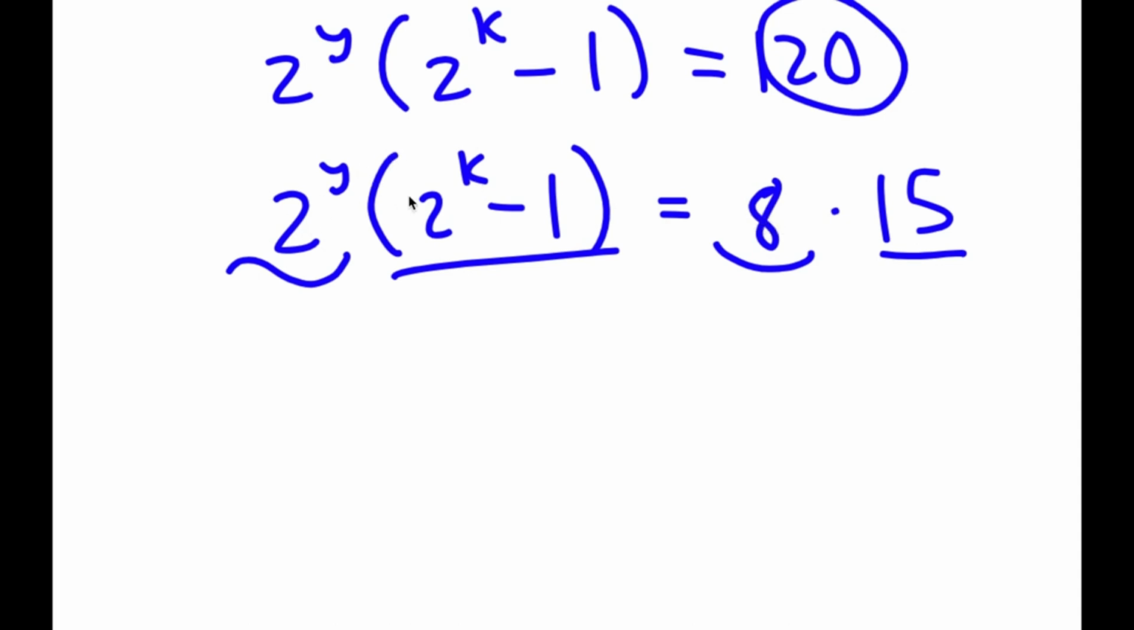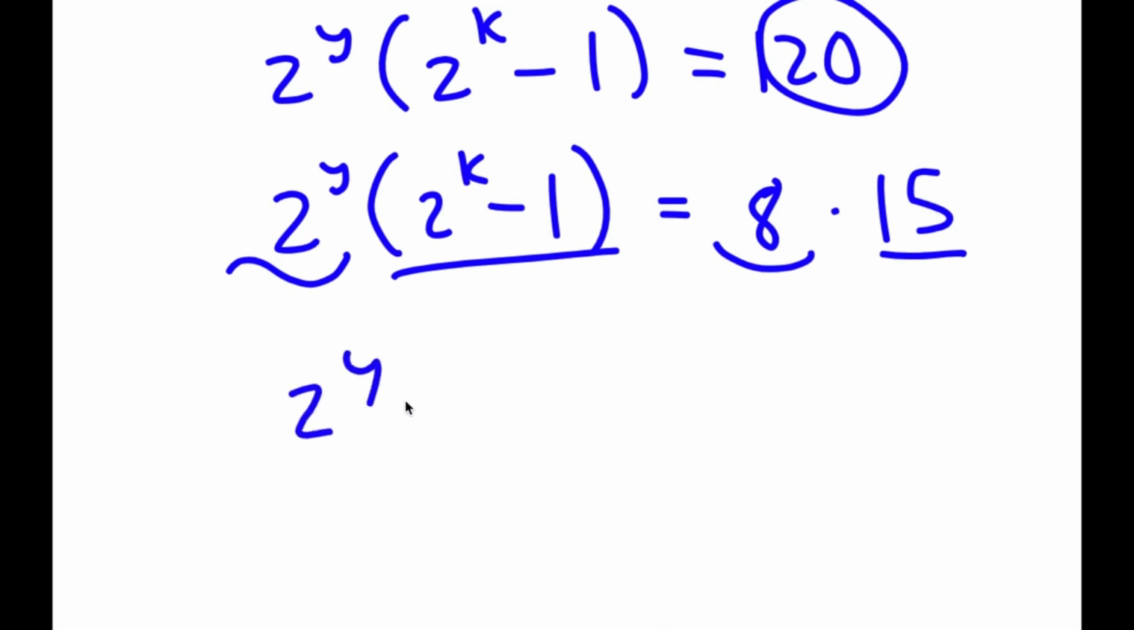2 to the power of any number is an even number. And 2 to the power of k minus 1, well, 2 to the power of k is an even number, and an even number minus 1 is going to be an odd number. So notice how this is in the form a number times a number is equal to a number times a number, meaning this number is going to equal this number, and this number is equal to this number.